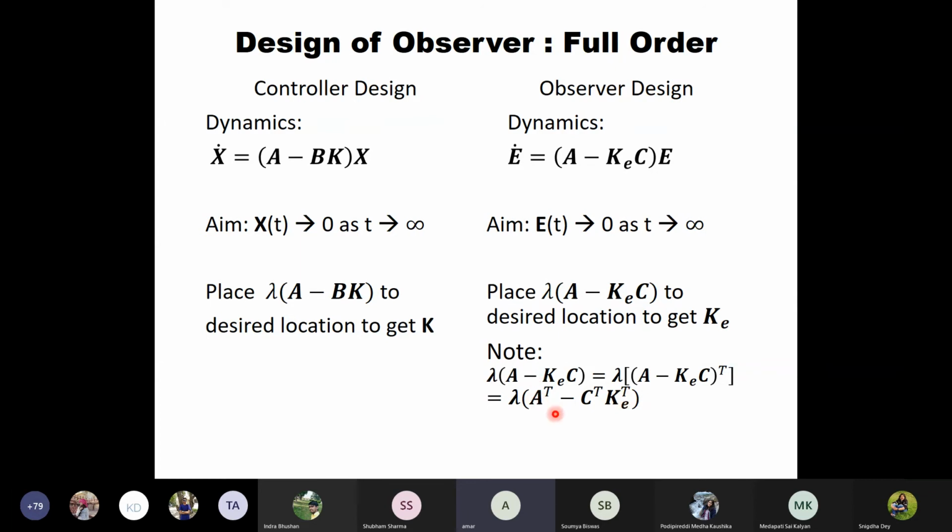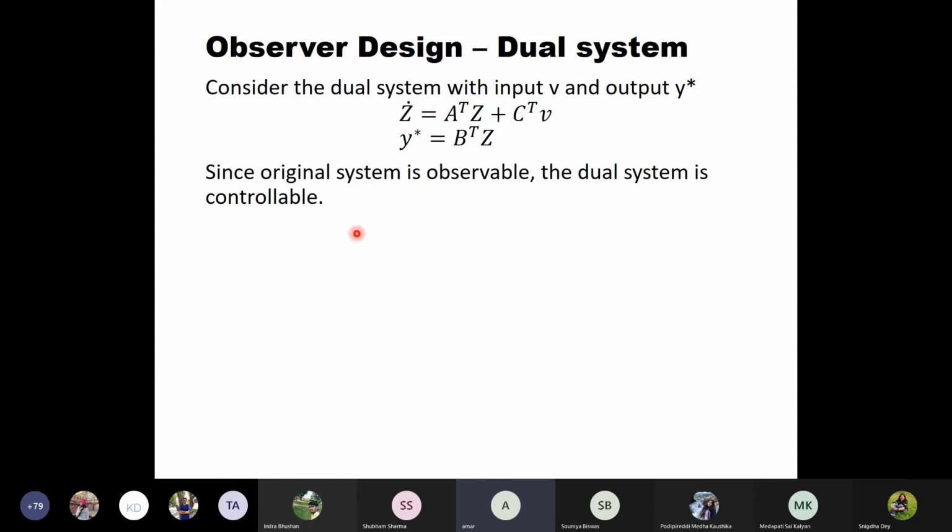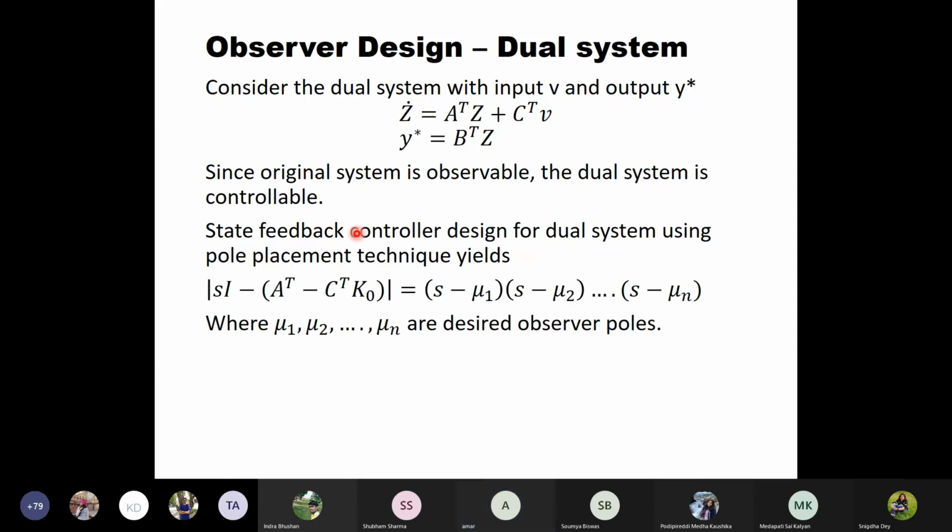Now this term A transpose minus C transpose Ke transpose will come in the case of a state feedback controller design of a dual system. For a dual system, the same thing will come: A transpose minus C transpose into K. So for a dual system, if I design a controller, that controller gain will be the observer gain for the primary system. That's why the dual system concept is coming.